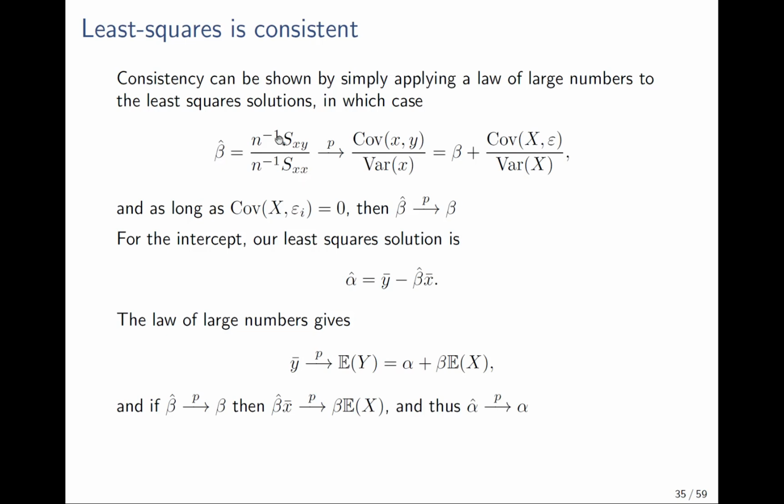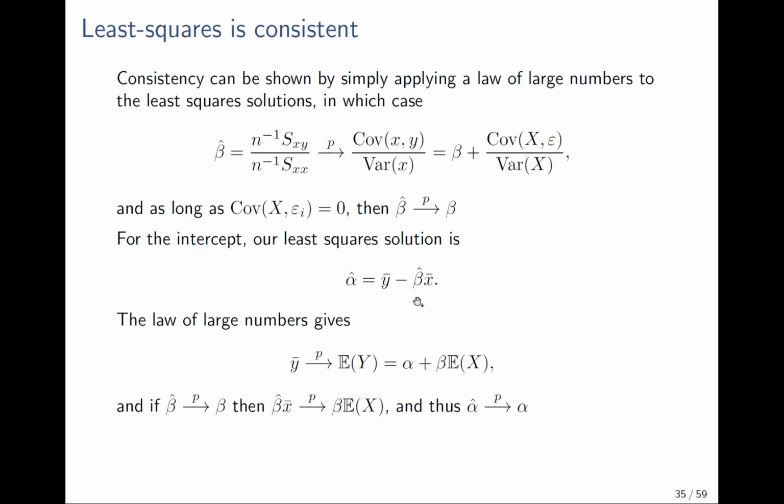In probability, these two quantities, through a law of large numbers, because they are simply expressed as averages, converge in probability to the covariance of x and y over the variance of x, which equals beta. And as long as this expression here equals 0, then under Gauss-Markov condition 2, the value of beta hat will converge in probability to the true value of beta as n approaches infinity.